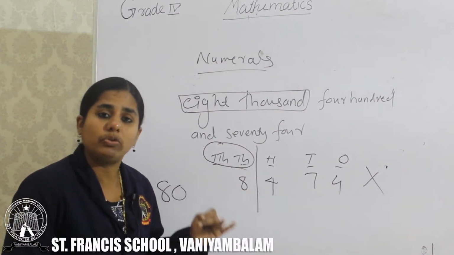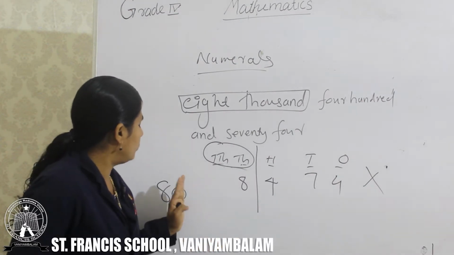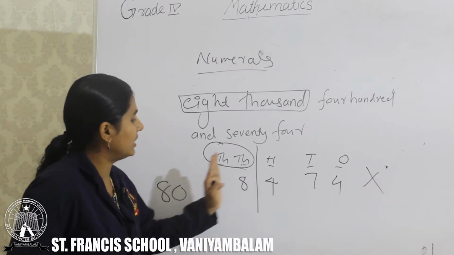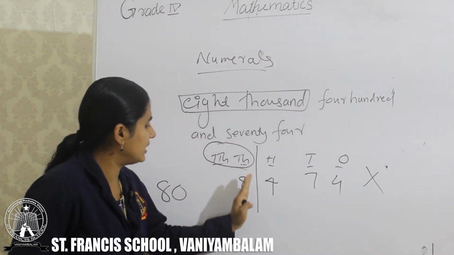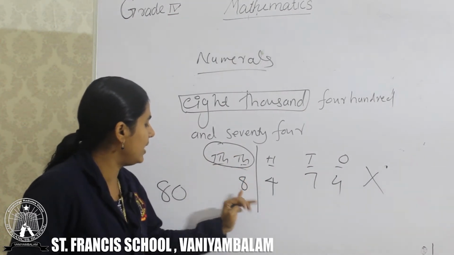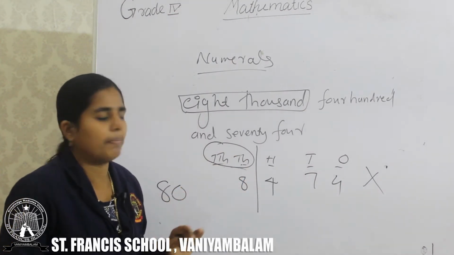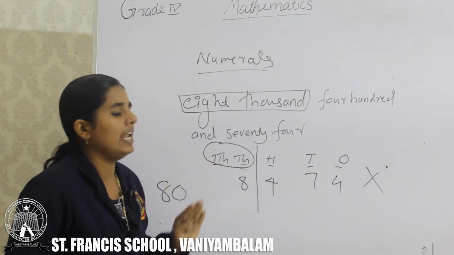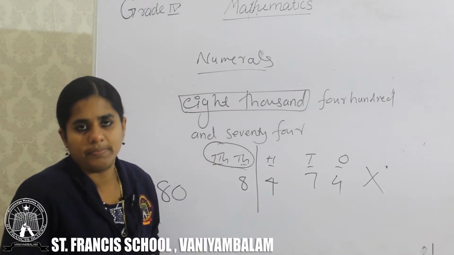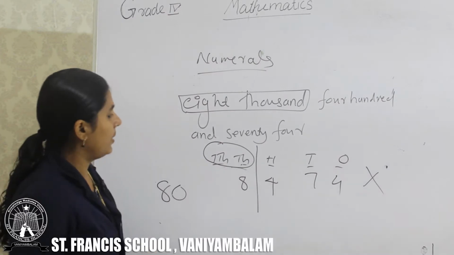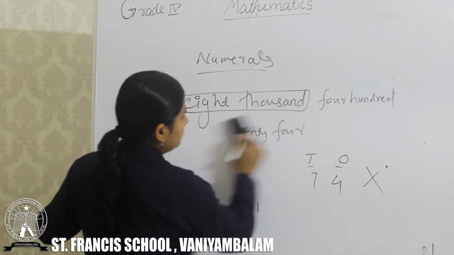Okay. Then we have a 2-digit number. Then what do we want to do? On the right side we have which number? That number you write on the right side of this family. Then on the left side we have which number? That number you write on the left side of that family. I hope you understand. Okay. Then next one.